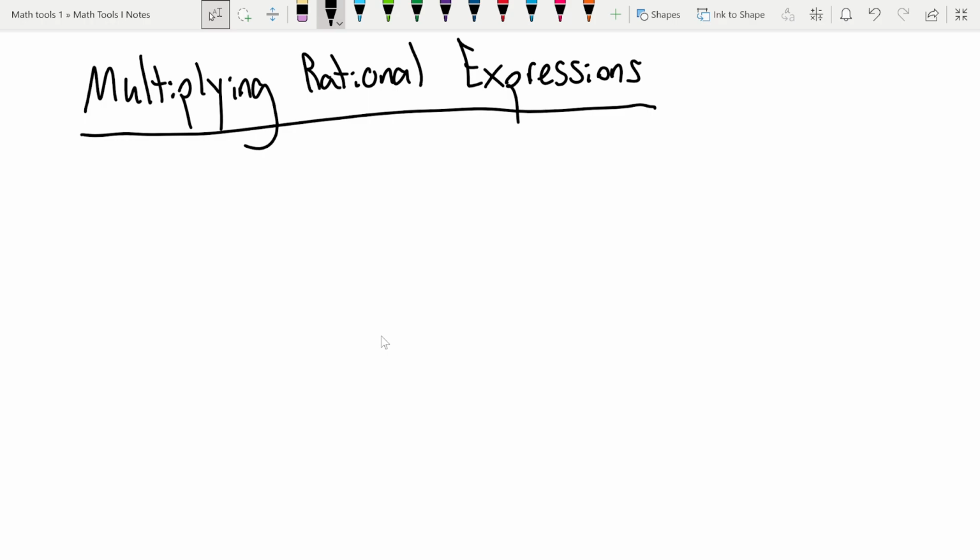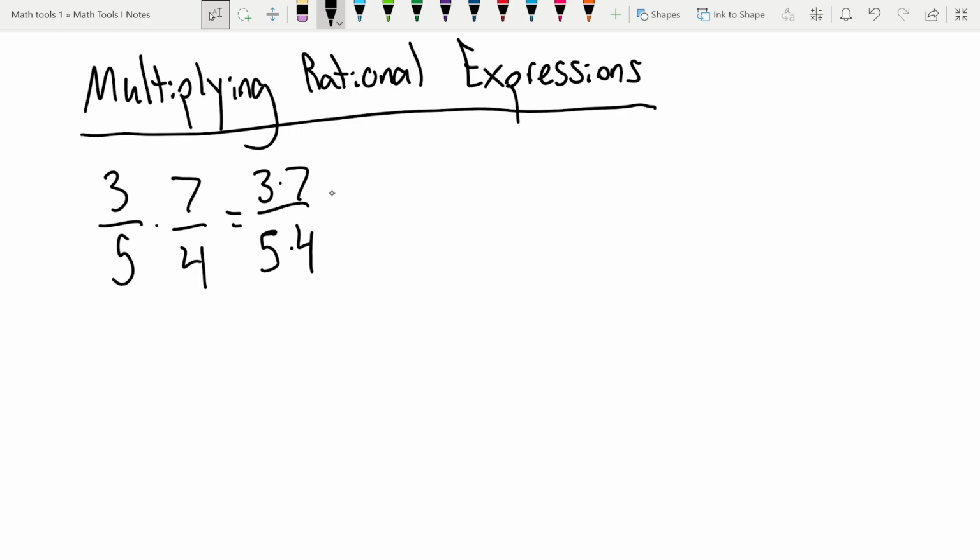So, for all of these, let's just start with a number and quickly remember how to do stuff like this. If you're just multiplying two fractions, you multiply the numerators, you multiply the denominators, and you get 21 over 20 in this case. So you just multiply straight across on the top and bottom. Rational expressions are no different here. They might have an added step of maybe needing to simplify at the end, but you can have that with numbers too, of course.